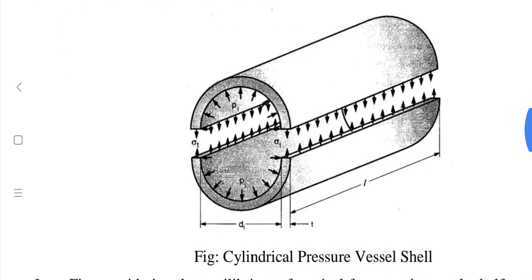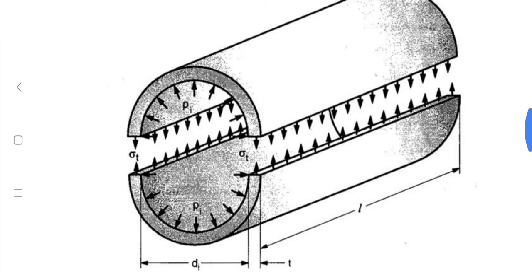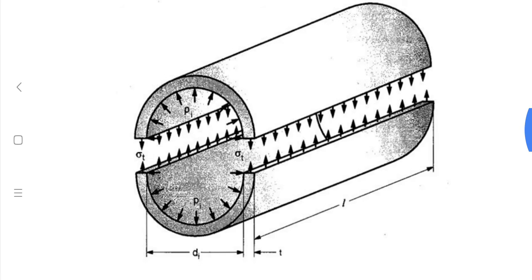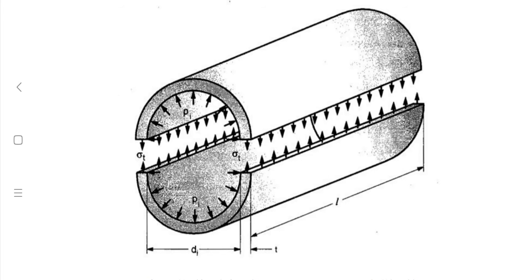Here you can observe the parameters. The sketch is for cylindrical pressure vessel shell, where Pi is internal pressure. It is due to the fluid content under pressure inside the vessel shell. Di is inner diameter of vessel shell. t is the thickness of vessel shell. L is length, and sigma t is the stress generated due to the internal pressure.